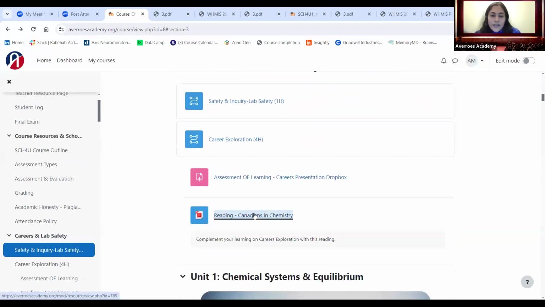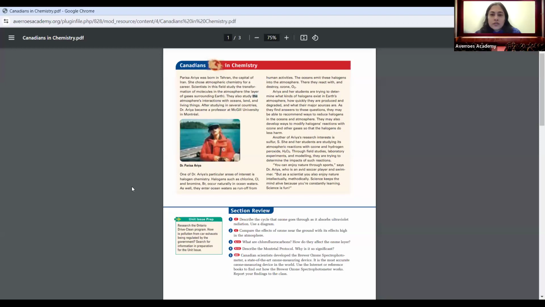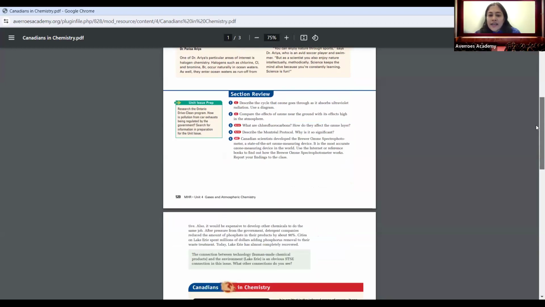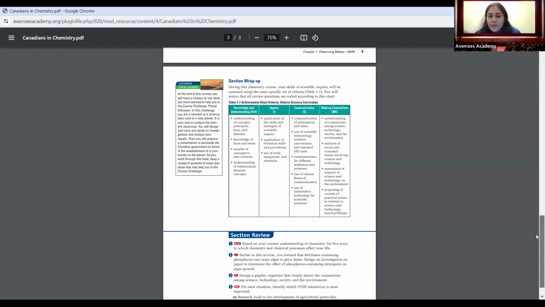Okay, and then we have reading. So this is something that you can read to learn more about Canadians that are in the chemistry field.